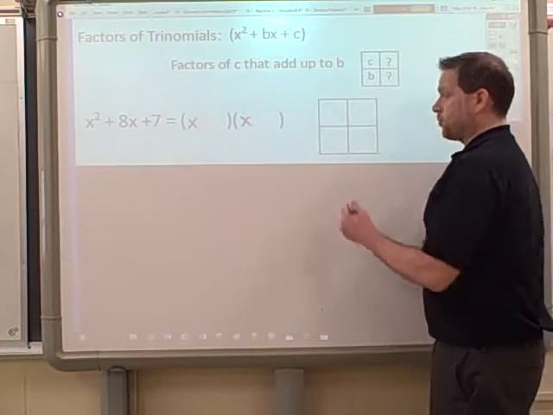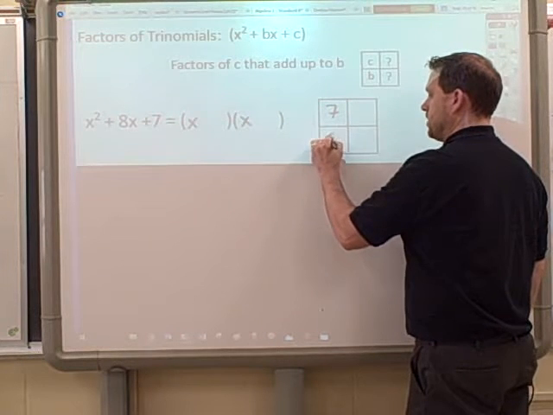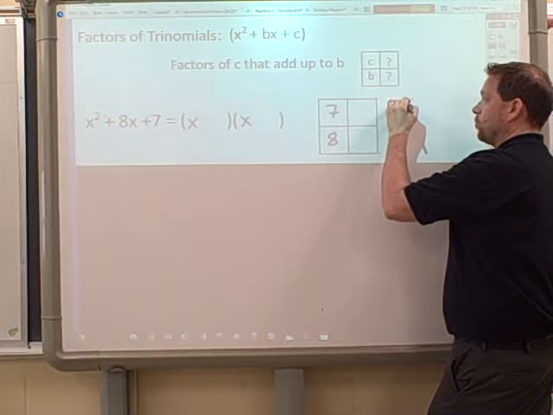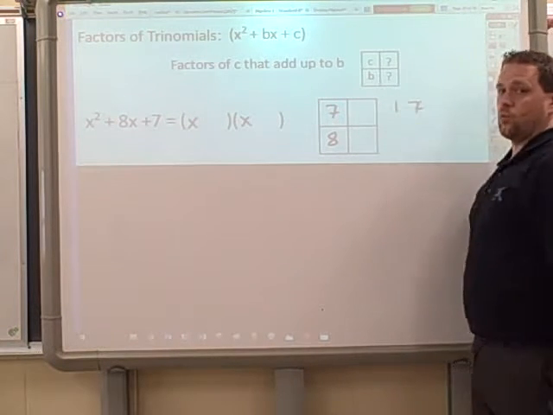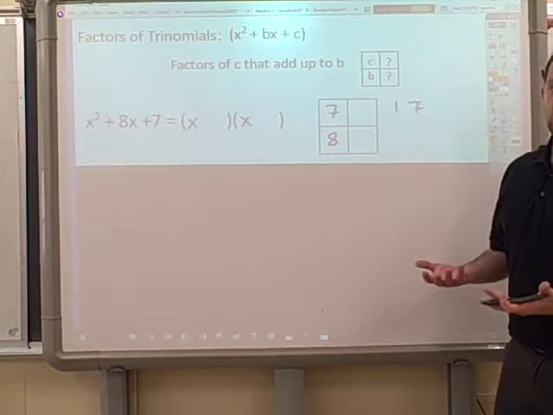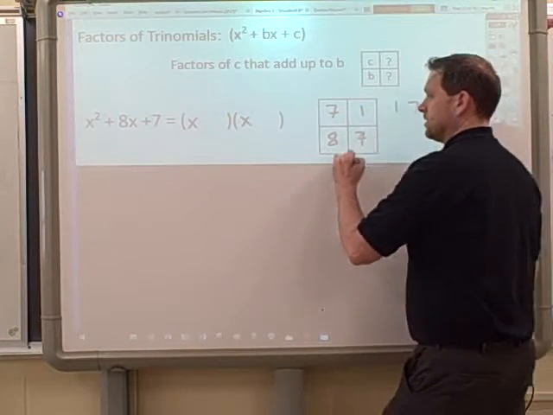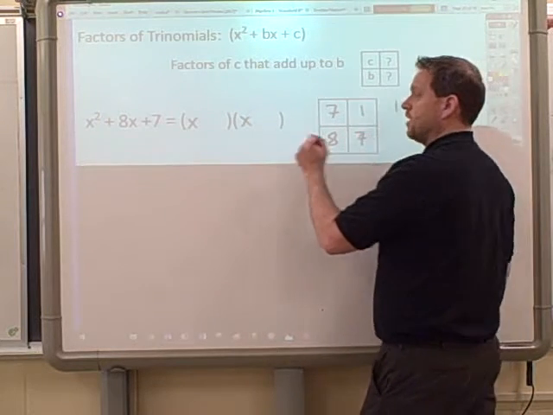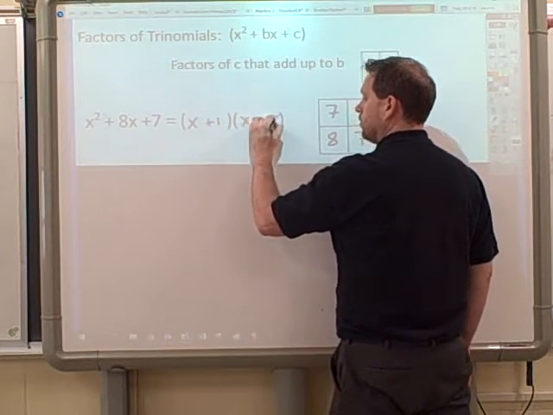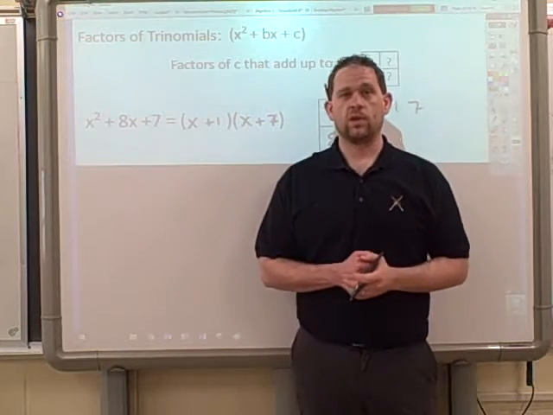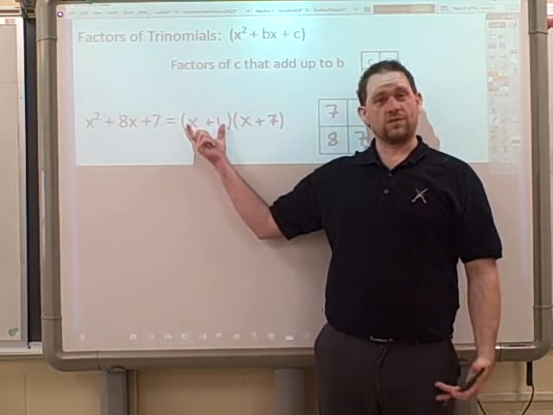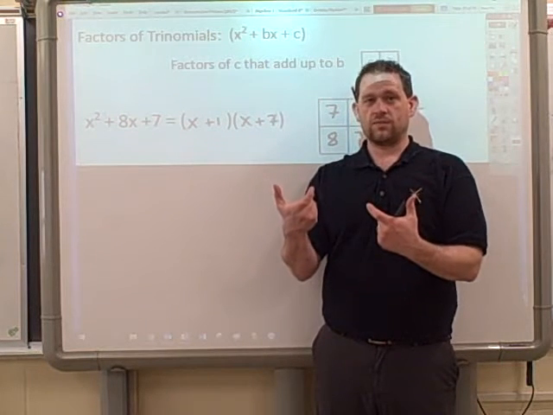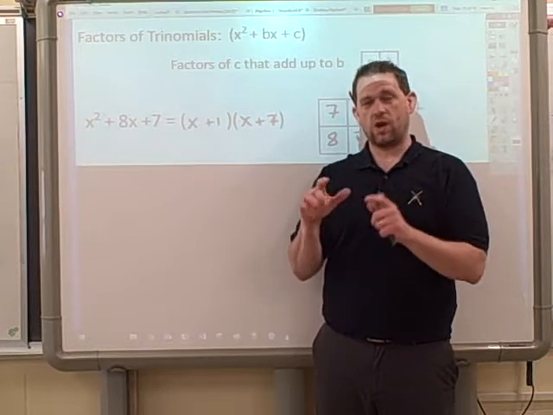We are going to fill out our box to practice that. So c goes here, b goes there. Factors of 7 that add up to 8. Well, there's only one set of factors for 7. It's 1 and 7. 1 plus 7 equals 8. So that was an easy problem. Positive 1, positive 7. So that's why they're both pluses. It doesn't matter which term really is for which binomial is first, x plus 1, x plus 7. Because of the commutative property of multiplication, we could switch them around and get the same answer.